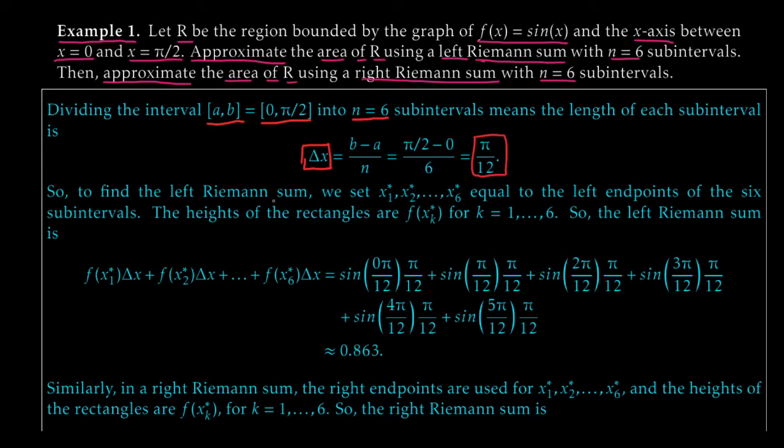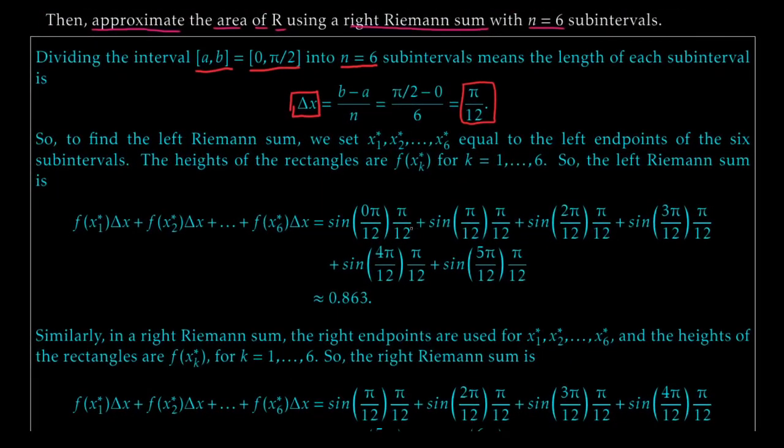If we want to find the left Riemann sum, we're going to set x1 star, x2 star, on and on up to x6 star, equal to the left endpoints of the 6 subintervals we get. The heights of the rectangles will then be f of xk star for each of the k's. So our left Riemann sum is just going to be, as always, the formula f of x1 star delta x plus f of x2 star delta x, on and on and on, but this is just the general formula. For our specific case, it looks way easier.